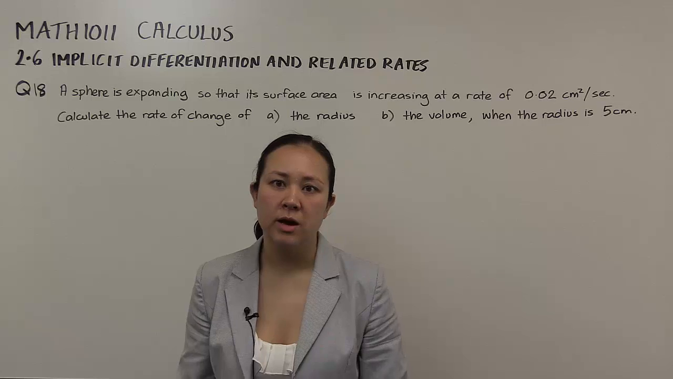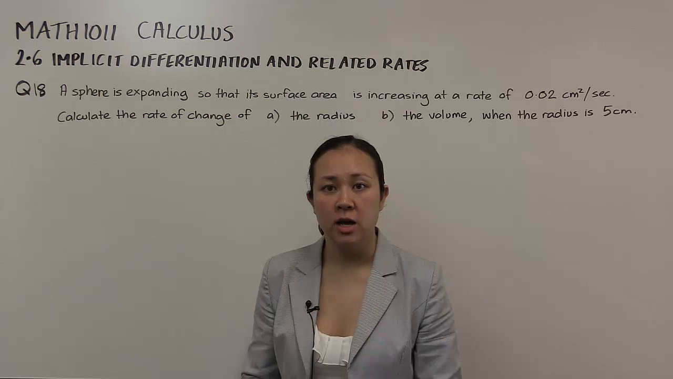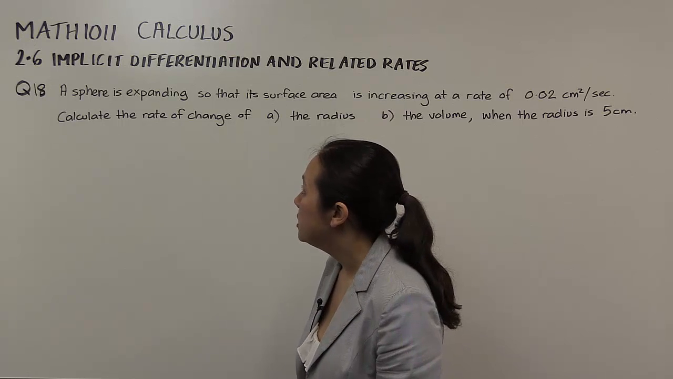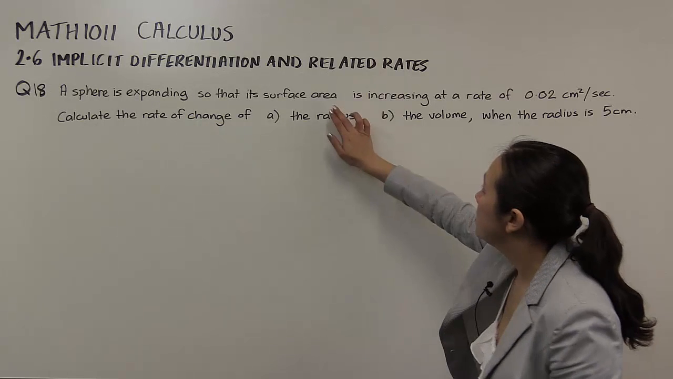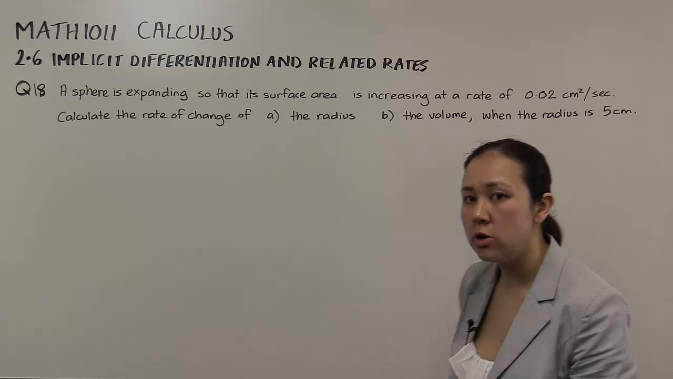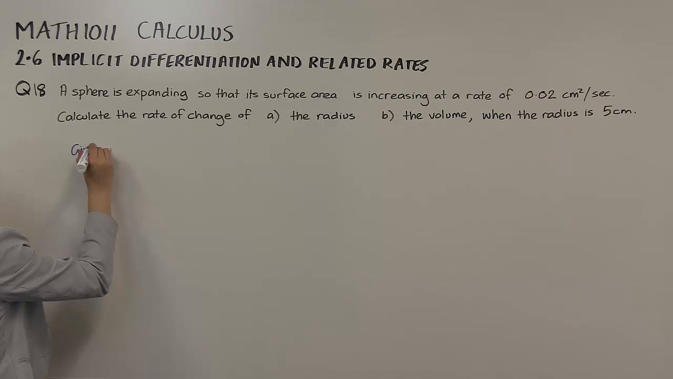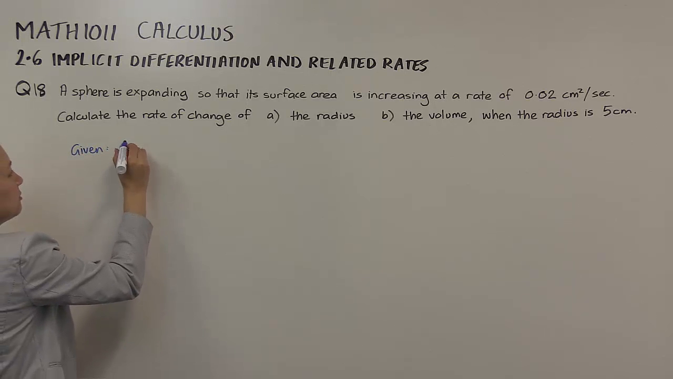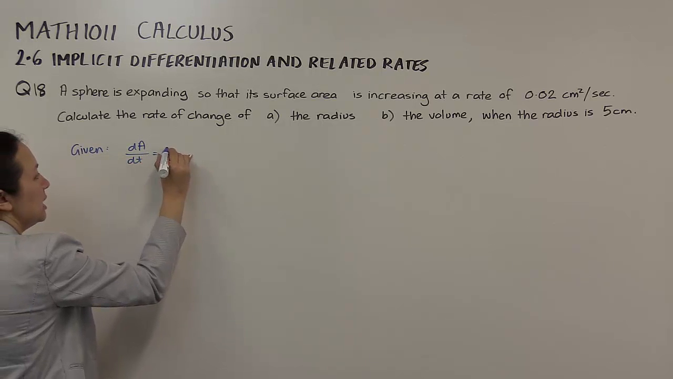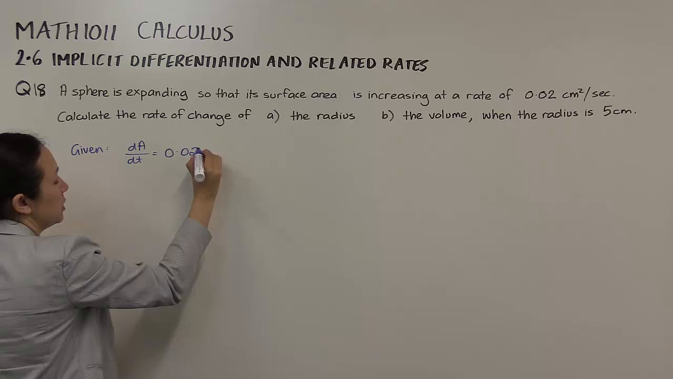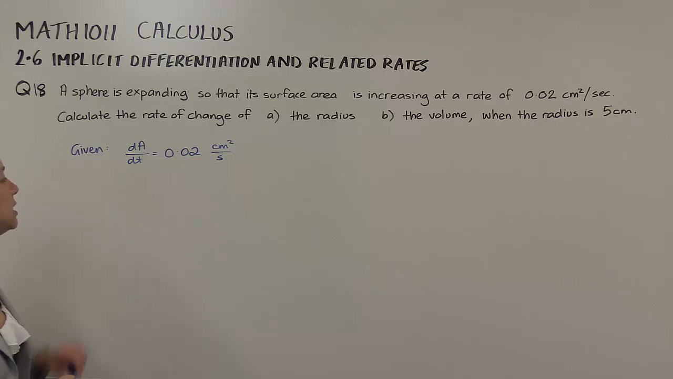Today I'm working through some of the Math 1011 calculus questions from section 2.6 on implicit differentiation and related rates. In this question we have a sphere that is expanding so that its surface area is increasing at 0.02 centimeters squared per second. Let's say the surface area is A and time is t. We're given dA/dt, and it's increasing, so it's positive 0.02. The units are centimeters squared per second.